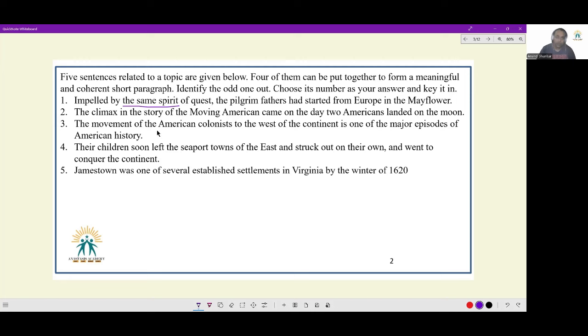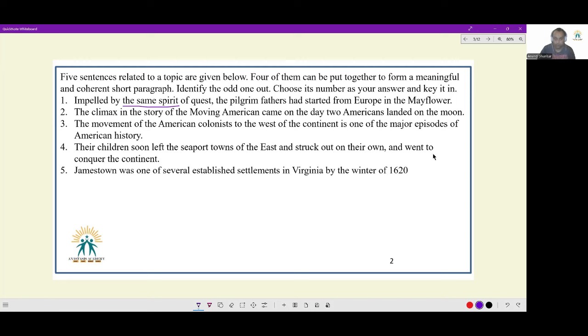The movement of the American colonists to the west of the continent is one of the major episodes of American history. Their children soon left the seaport towns of the East and struck out on their own and went to conquer the continent. 3 followed by 4 would make sense.